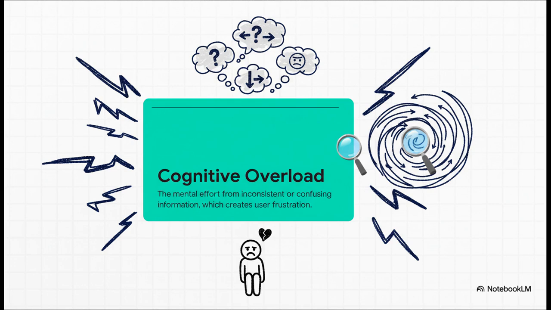See, when your language is confusing or inconsistent, it creates this thing called cognitive overload. It's a fancy term, but all it really means is that you're making your user's brain work way too hard just to figure things out. They have to stop and think, wait a second, what does this mean? Or is this button the same as that other one I saw? All that extra mental work, it leads straight to frustration, and that's when trust starts to break down.